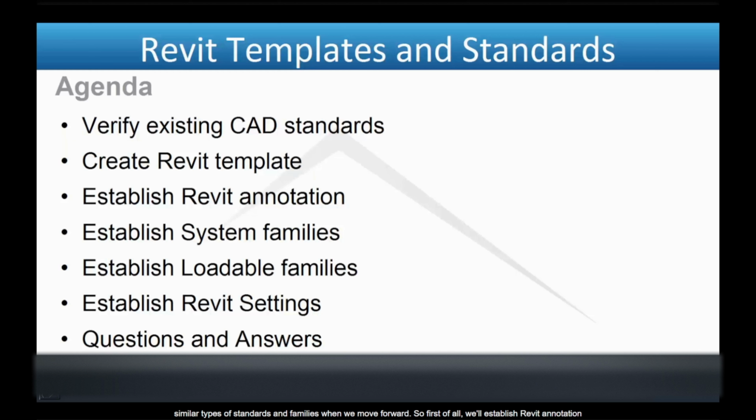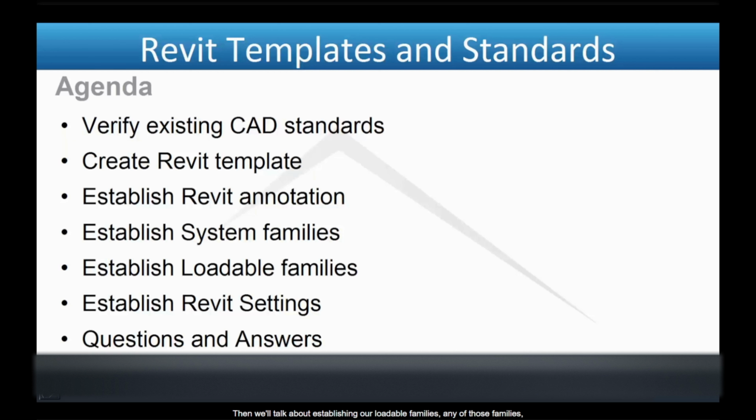So first of all, we'll establish Revit annotation, dimensions, tags, text, that type of thing. How would you go about doing that? Basically bringing your CAD standards over into Revit. Then we'll establish our system families, more specifically system model families. That would be things like stairs, floors, walls, roofs, things like that.